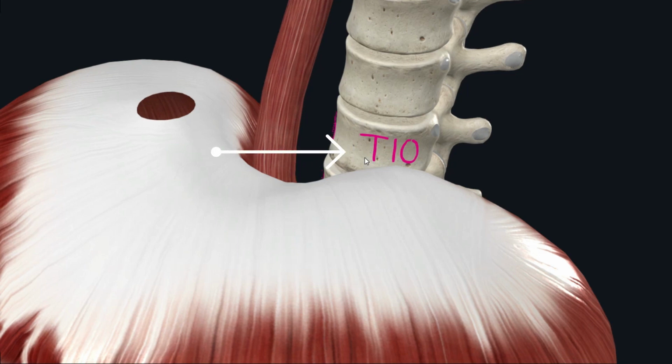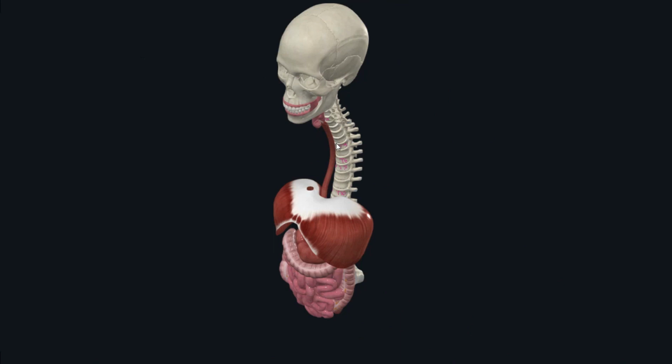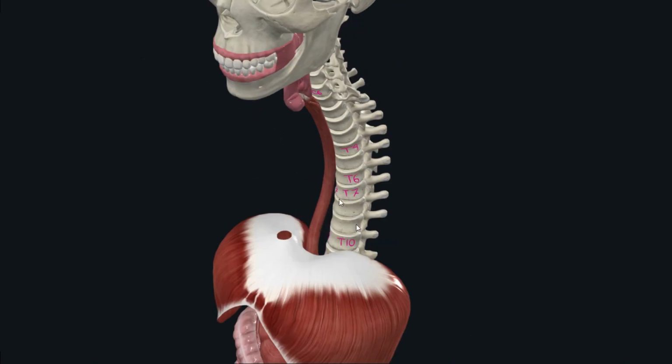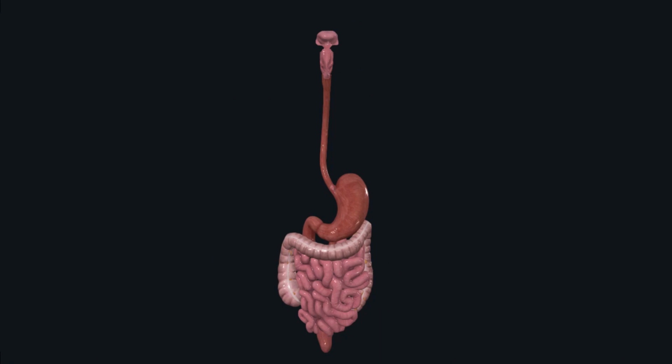Finally, the fourth constriction, it is situated where it pierces the diaphragm, and it is at the level of the 10th thoracic vertebra. This is about 40 centimeter or 15 inches away from the incisor teeth. These constrictions are crucial for regulating the movement of the food. They aid in preventing the reflux and ensuring the efficient one-way flow of the ingested material through the digestive tract.